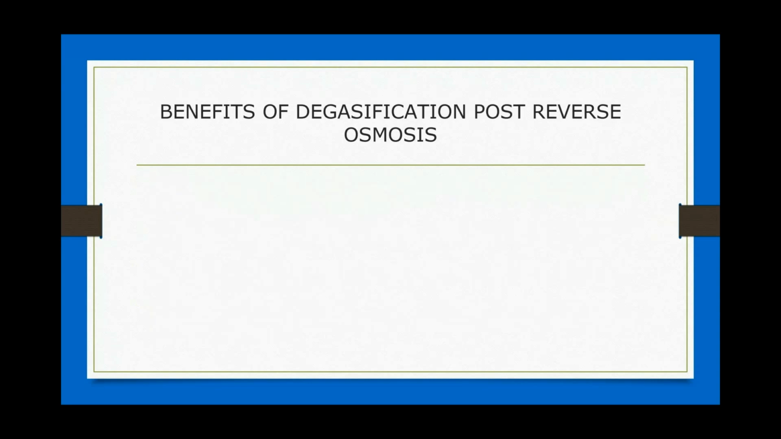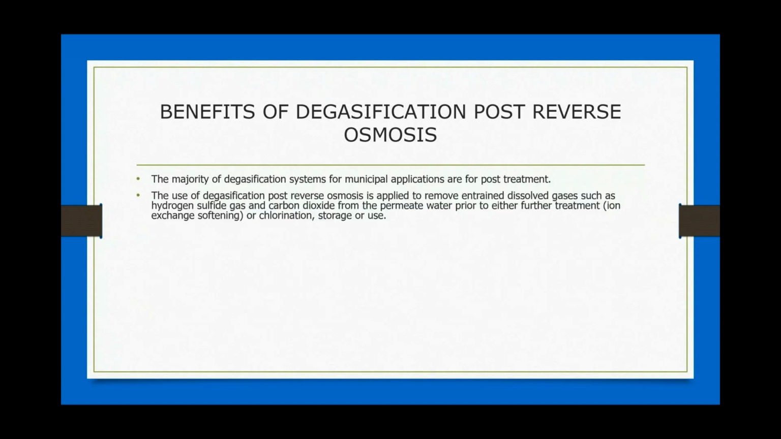So benefits post-reverse osmosis. The majority of degasification systems for municipal applications are for post-treatment, and also for industrial, I'd say. The use of degasification post-reverse osmosis is applied to remove entrained dissolved gases such as hydrogen sulfide and carbon dioxide from permeate water.